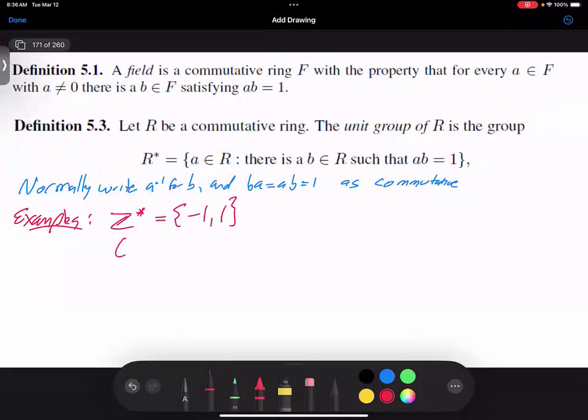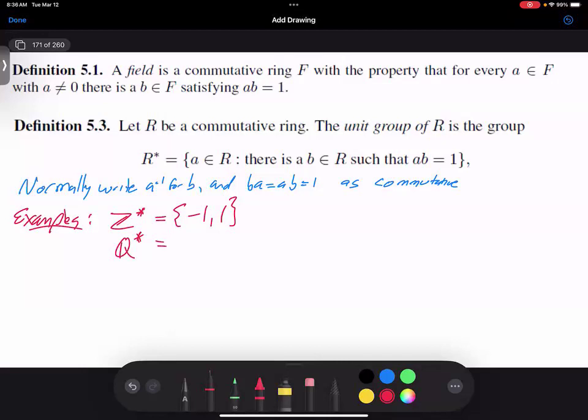What if I looked at the rationals and I wanted all the rationals that were invertible, and they have to have a rational inverse? So what would that be? So you want to try it? All of them except for 0.